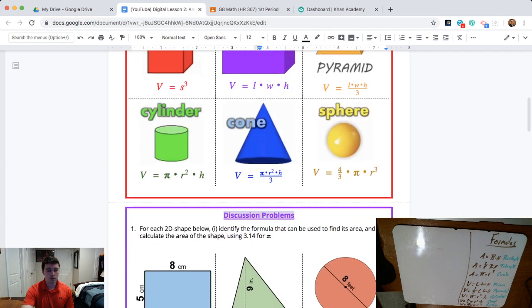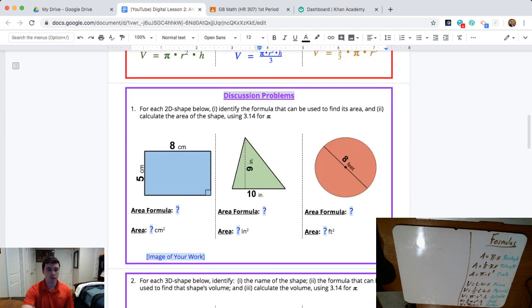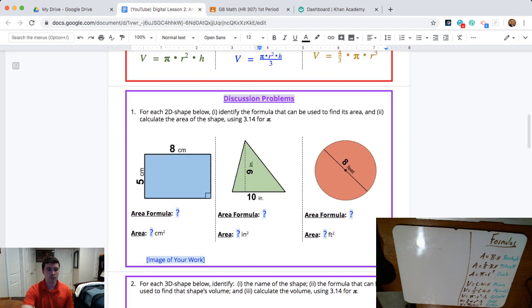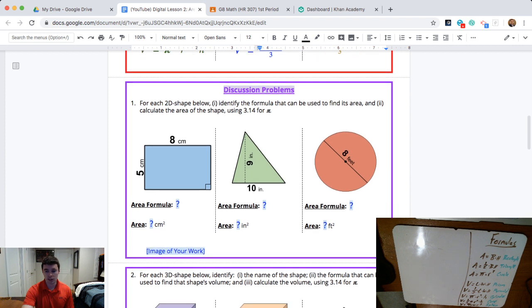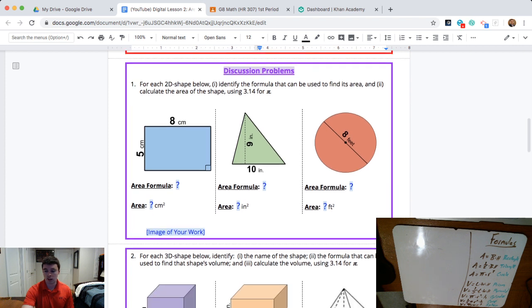For the first problems today, they focus on area. These are two-dimensional shapes. The first shape here, they're going to ask you to find the area formula for a rectangle and find its area. That's something you've done for quite a few years. Feel free in the chat to tell us how you would find the answer, what formula you'd use, and then what the area for that rectangle is.